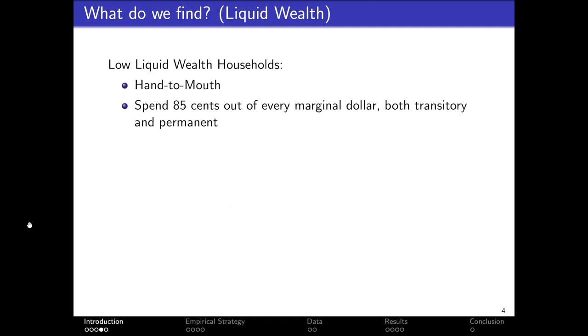So what do we find? The first dimension of heterogeneity we will look over is how much liquid wealth households have. And we find that the households in Denmark with the lowest liquid wealth, maybe unsurprisingly, live pretty much hand to mouth. So whether they get a transitory shock or a permanent shock to their income, we see that they spend about 85 cents out of that marginal dollar. So they have very high MPC, living pretty much hand to mouth.